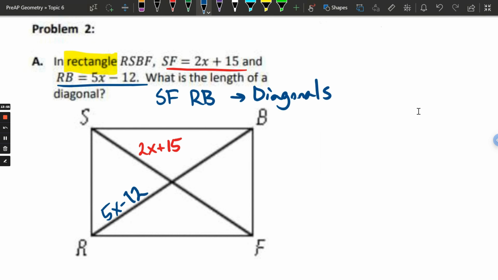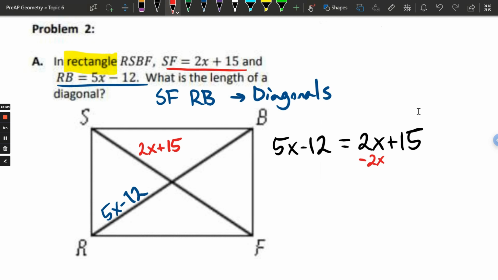And since they're the diagonals of a rectangle, I know that they must be congruent. So those two are going to be congruent to each other. Since they are congruent, I know they're going to have equal measure. So we can write my equation: 5x minus 12 is equal to 2x plus 15. And since this is simple algebra, I'll just run through this.